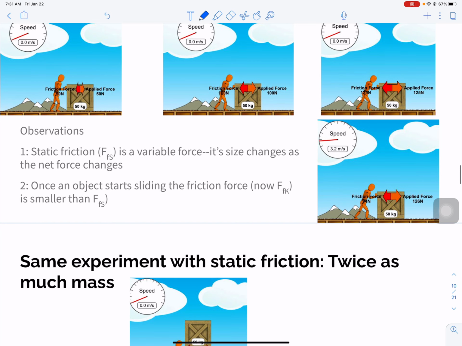Okay, second observation. Once an object starts sliding, the friction force decreases and it becomes the other type of force that we are looking at. Now, this name has a huge misnomer. It's called kinetic friction. So once you start moving, and put this in quotes, we now have the kinetic friction. Kinetic, spelled correctly. Kinetics hopefully reminds you of kinematics, so study of motion. So we have kinetic friction force.